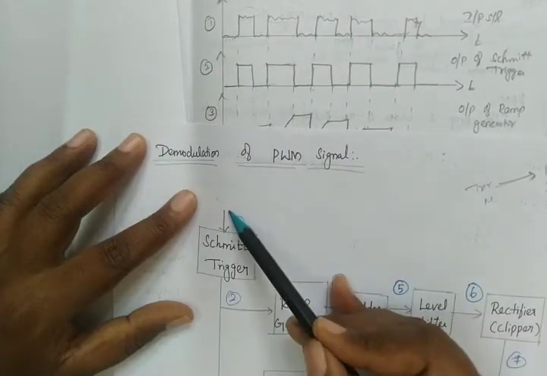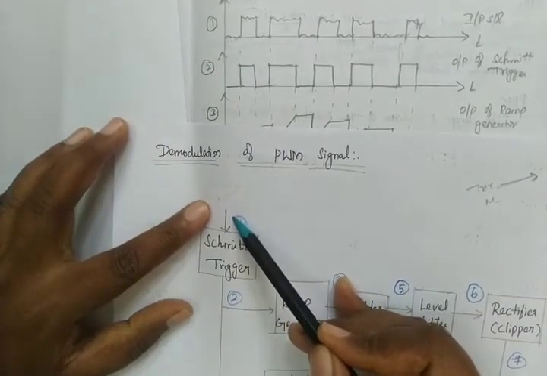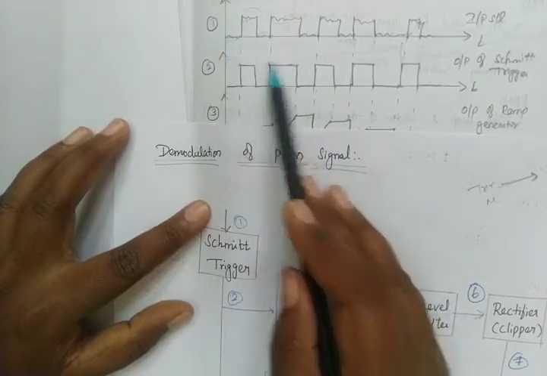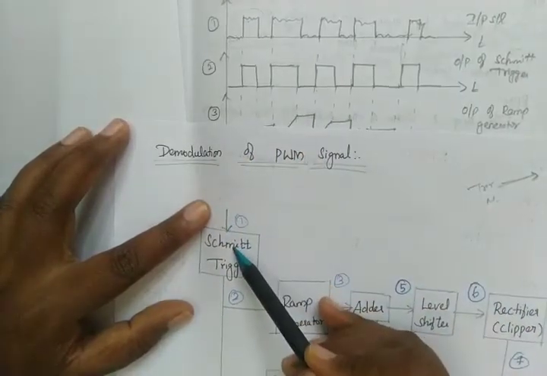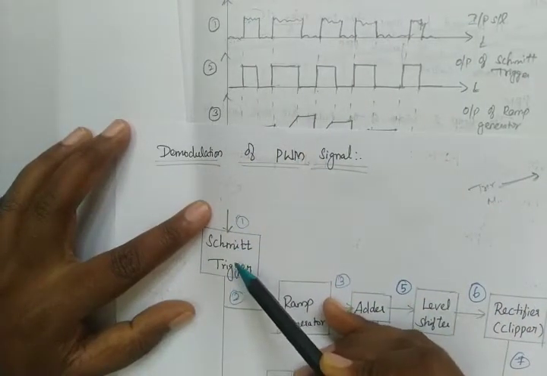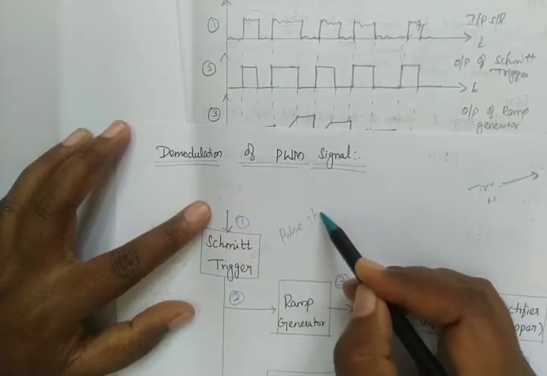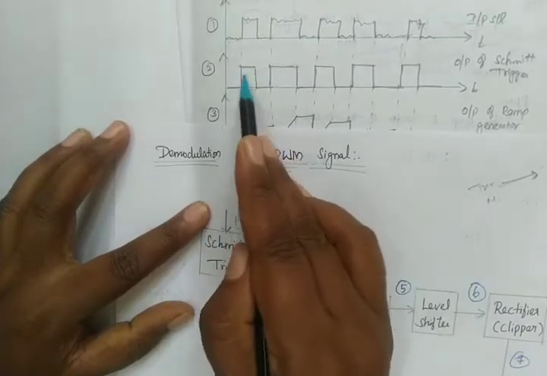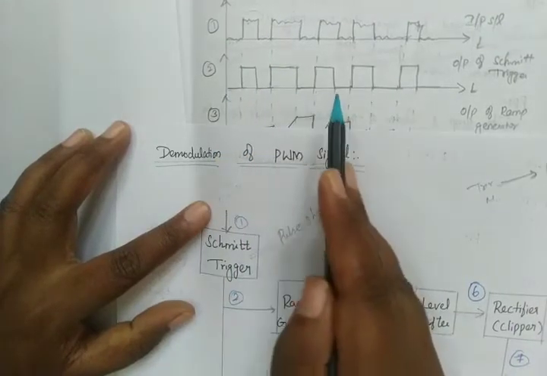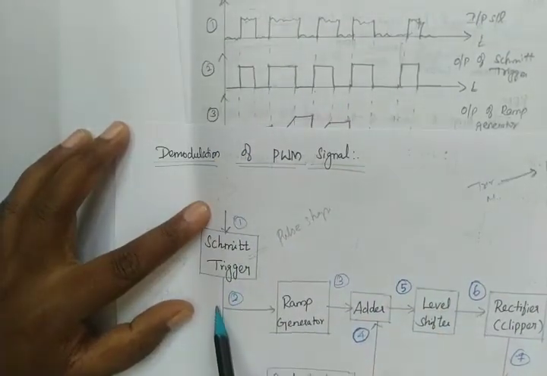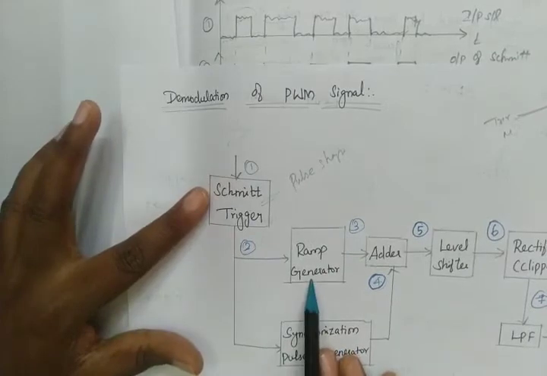So here we have the received information, and this signal is given as input to the symmetry trigger. Now what is the function of a symmetry trigger? Actually this is called a pulse shaping network. So this will shape the pulses so that we will get flat pulses and noises are removed here. Then this output is given to the ramp generator.